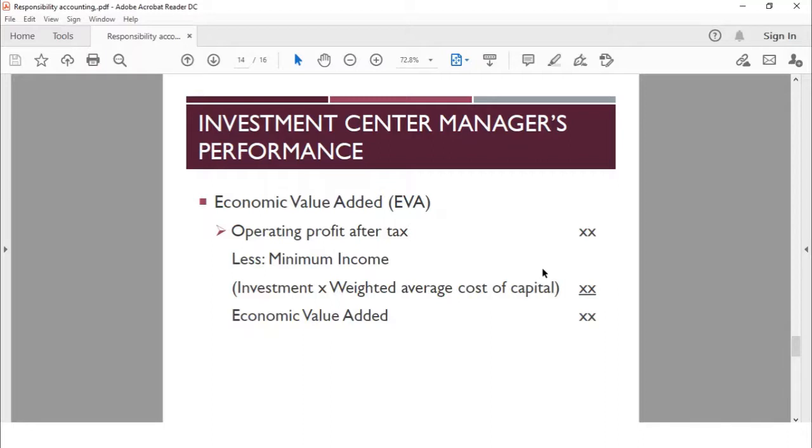So EVA is computed as follows. You have your operating profit after tax less your minimum income, which here is already computed by your investment multiplied by your weighted average cost of capital. So there you have it, and that is your economic value added. So again, how is it different from your residual income? First, your residual income makes use of EBIT, before interest and tax. Your EVA makes use of your profit after tax. Meaning your EBIT, you still multiply by your tax rate to get your profit after tax.